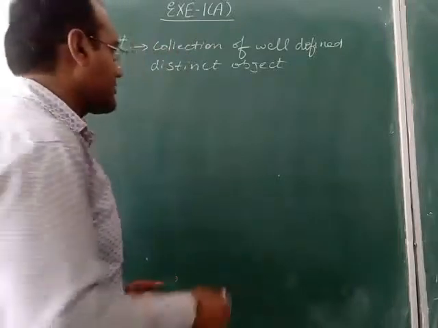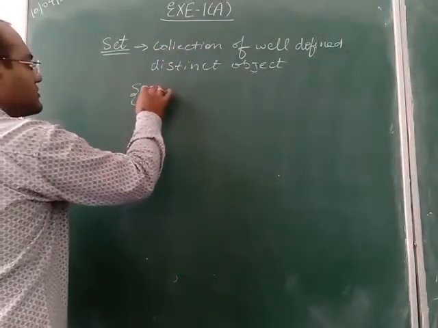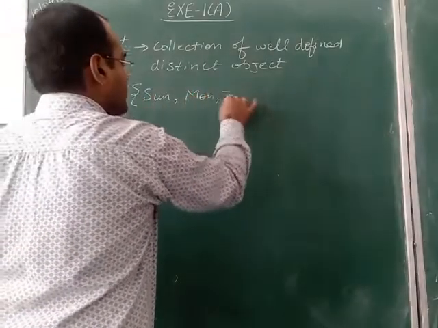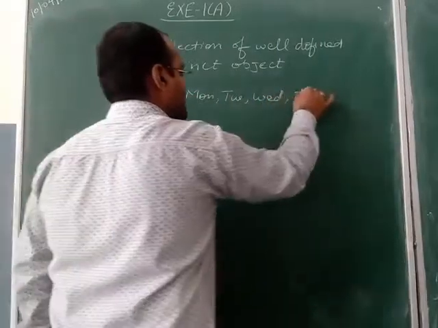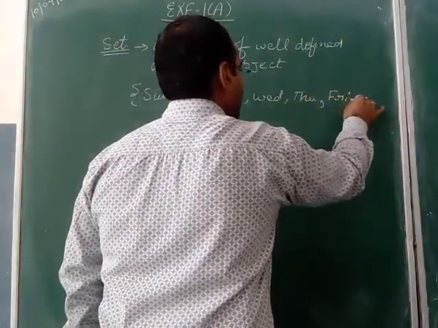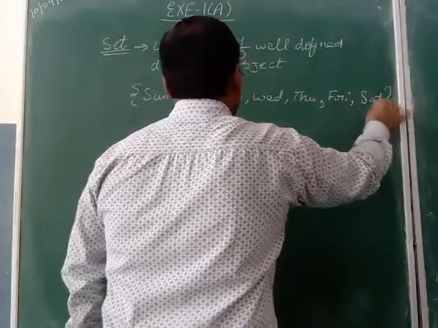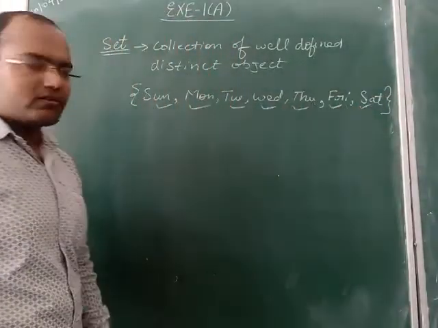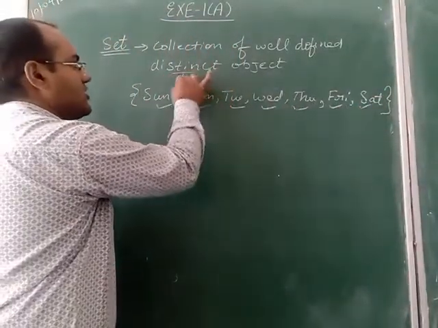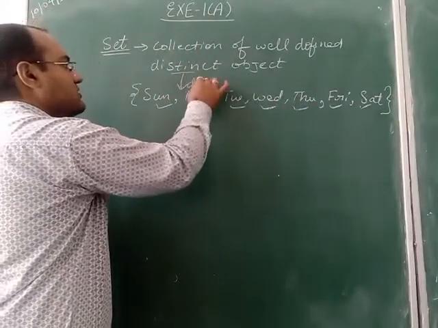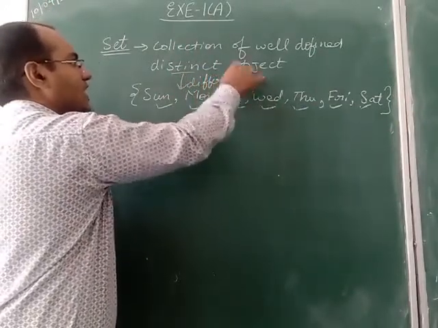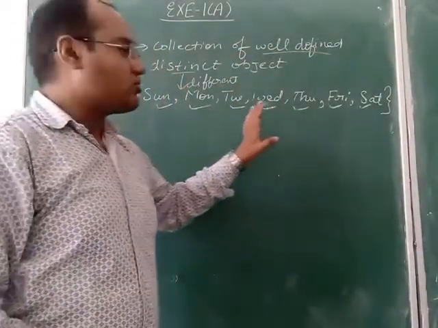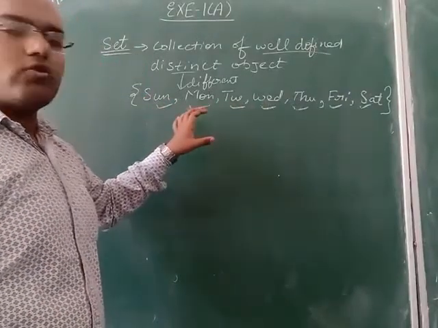Distinct means different. So here you will observe the days of the week are Sunday, Monday, Tuesday, Wednesday, Thursday, Friday, Saturday. These all days are different, so that means distinct. Well defined means we know the answer very well. These are well defined, so such a collection is known as a set.